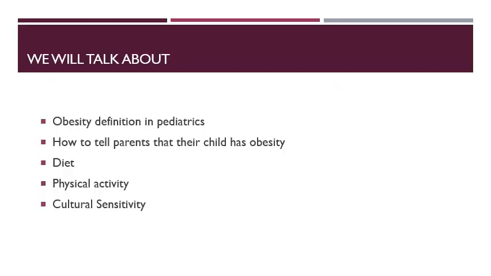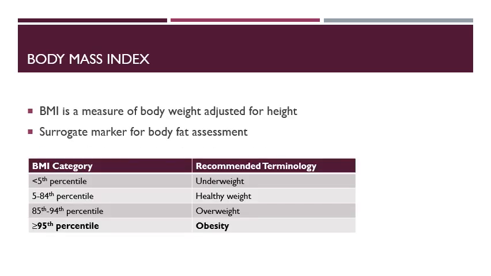We will talk about the definition of obesity, how to talk to parents about childhood obesity, diet recommendations, physical activity recommendations, and cultural sensitivity. Body mass index is a measure of body weight that's adjusted for a person's height. It is a surrogate marker of body fat assessment, and when a child falls on the 95th percentile or above, they are said to have obesity.